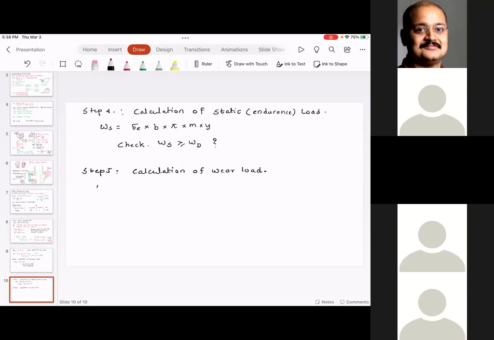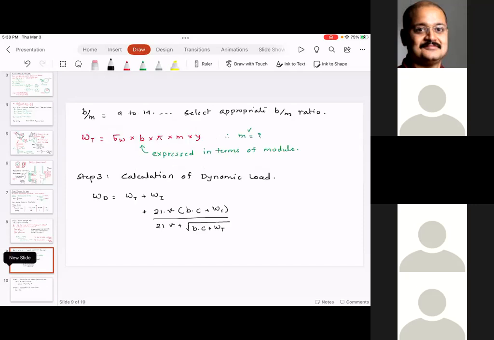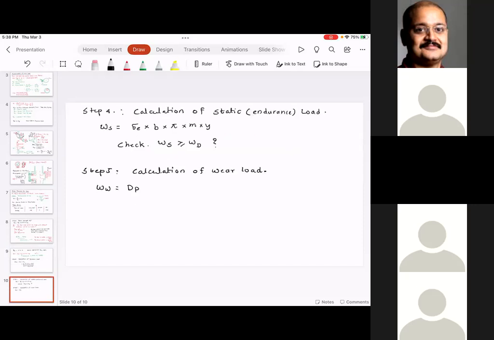And wear load WW is always found out for the pinion. So WW = dP times B multiplied by Q multiplied by K. The steps to find out Q and the steps to find out K, I just noted down. We just need to make sure that the dynamic load WD is less than WW. You have to check this.